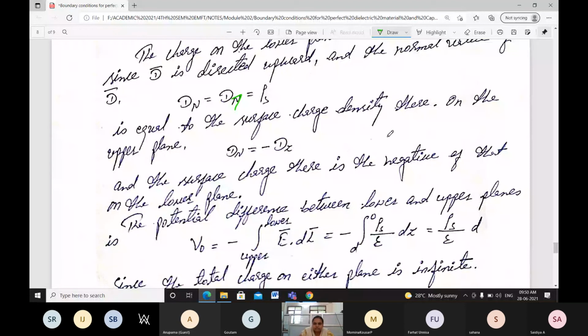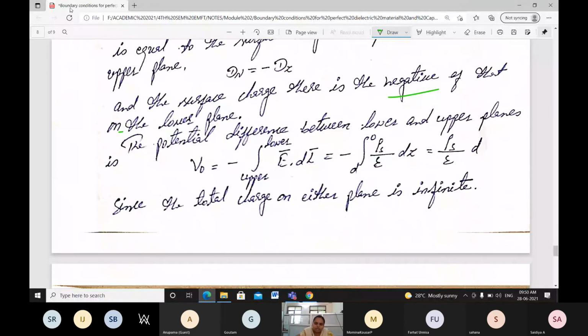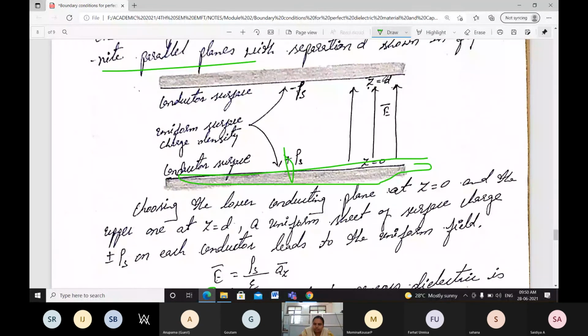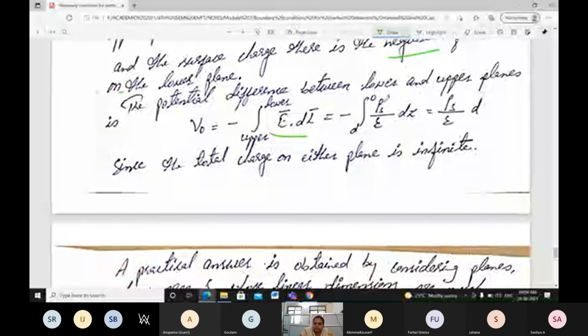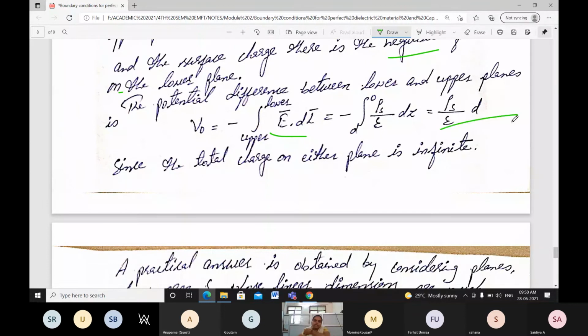The surface charge is of negative value. Then the potential difference between the lower and upper planes is taken as V0, which equals minus the integral from upper to lower of E dot dl. Substituting for E, the integral from d to 0 of rho s divided by epsilon dz is nothing but rho s divided by epsilon times d, after integration.